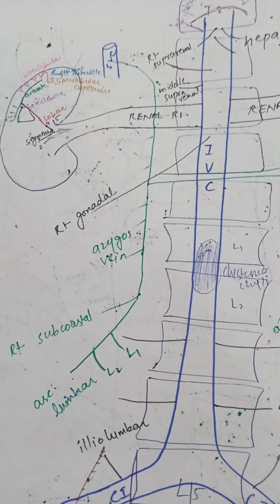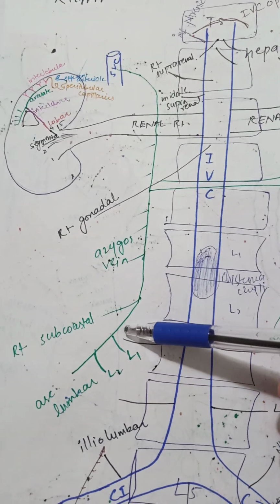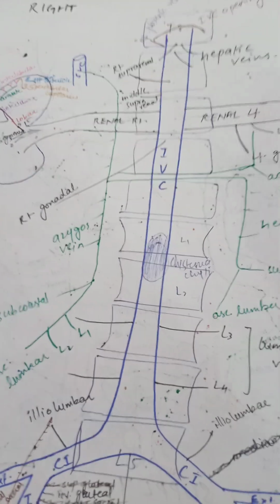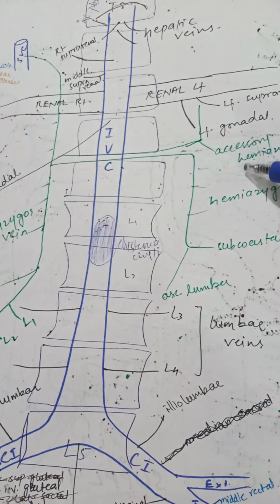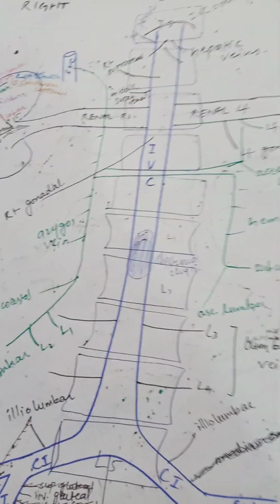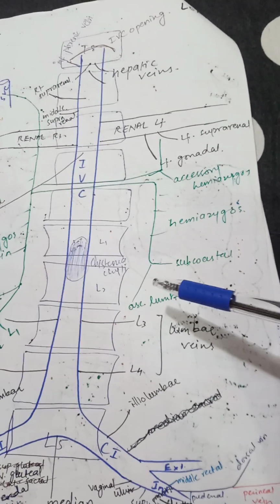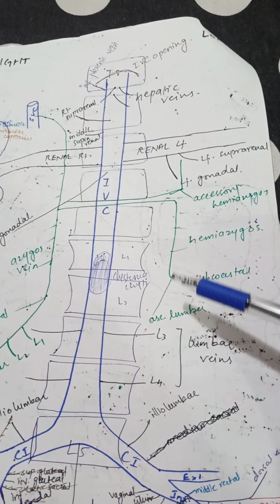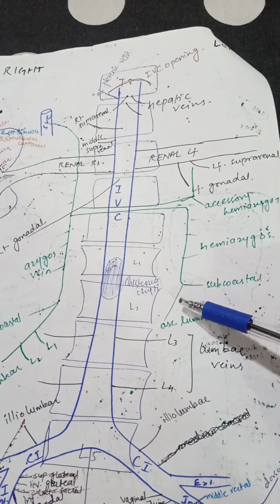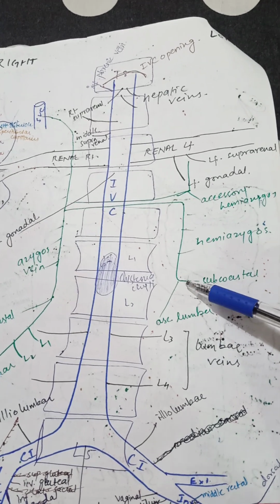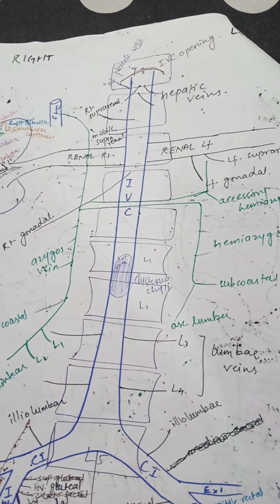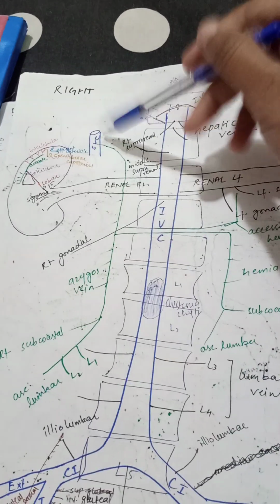vein. So the azygous vein is on the right side, and on the left side, as you know, there is the accessory hemizygous vein and the hemiazygous vein. So the hemiazygous vein receives the left lumbar veins, that is L1 and L2 on the left side, which join with the subcostal vein to form a hemiazygous vein, and these drain into the superior vena cava.